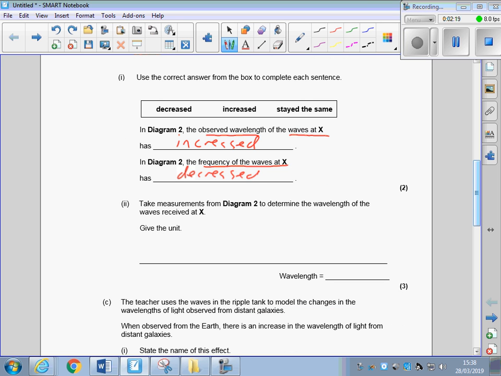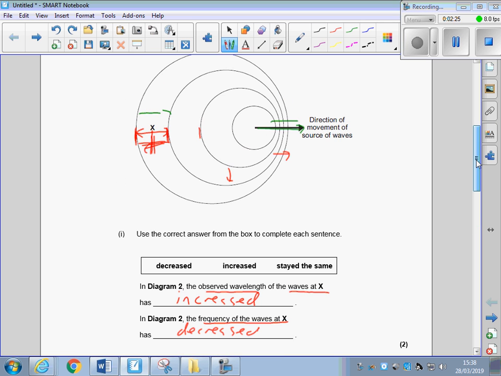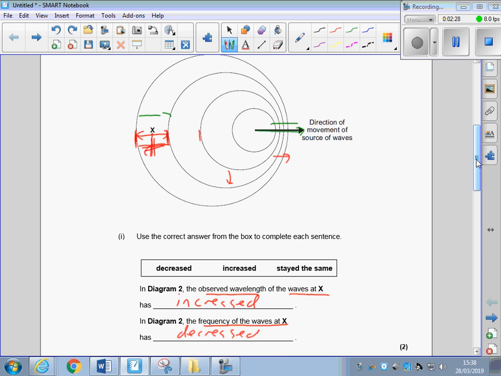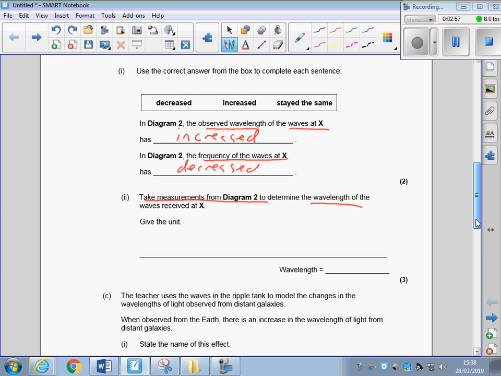And then it asks us to actually take measurements from the diagram to determine the wavelength. So you get your ruler out, and the obvious thing to measure, again, would be from there to there. But actually, that's not very accurate. You're only taking one measurement, and we've got a few wavelengths we can measure. So what you really should do is measure across those few wavelengths, from there to there. Then you've got 1, 2, 3 wavelengths, and you take that measurement and divide it by 3, and that will give you a more accurate reading of the wavelength.